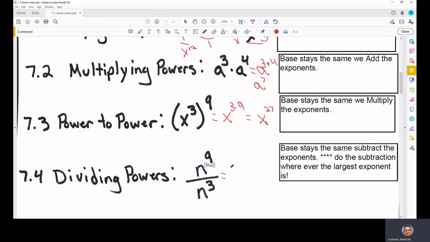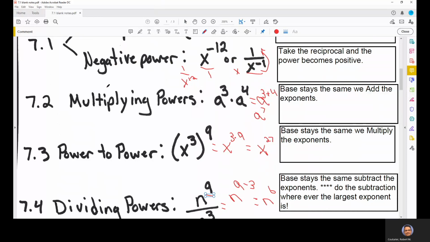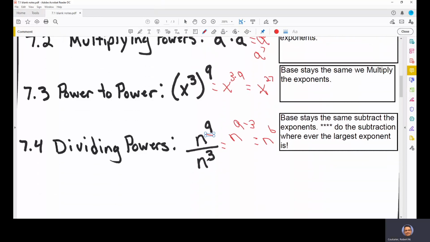And I'll explain to you in just a second what's really happening here. So we have n to the 9th power, and then we need to subtract. Base stays the same. Subtract those exponents. We end up with n to the 6th power. Now this is a shortcut rule here, guys. It's just a simple rule to do this. There's actually two different things going on here from our previous powers that we just talked about. A negative exponent power is happening and the multiplying powers. Look, we're taking, in essence, we just took this negative n to the 3rd power and we brought it upstairs.